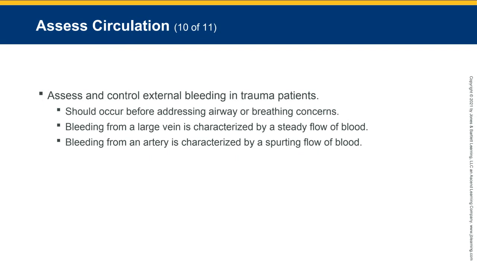Now, in circulation, we will assess and control external bleeding in our trauma patient. Should occur before addressing airway or breathing concerns if the bleeding is significant. Bleeding from a large vein is characterized by a steady flow of blood. Bleeding from an artery is characterized by a spurting flow of blood.